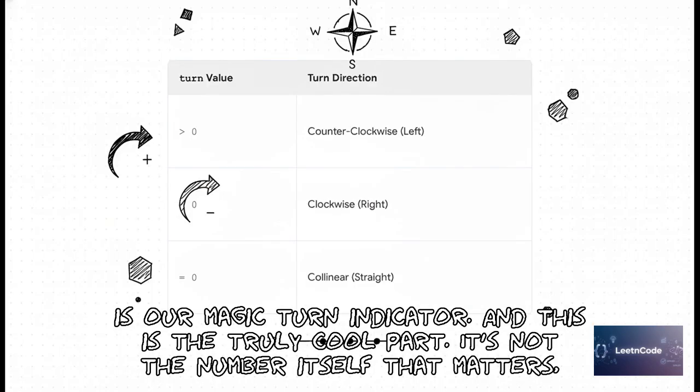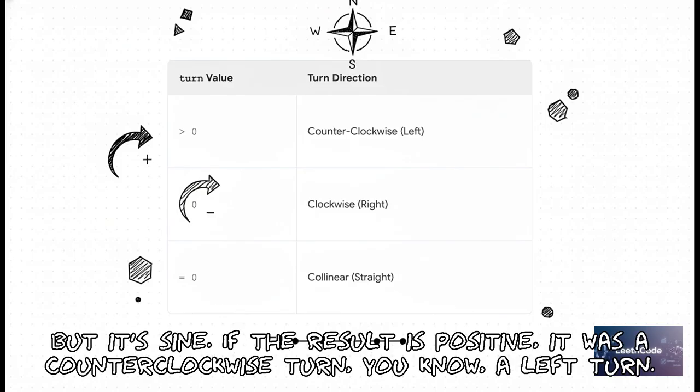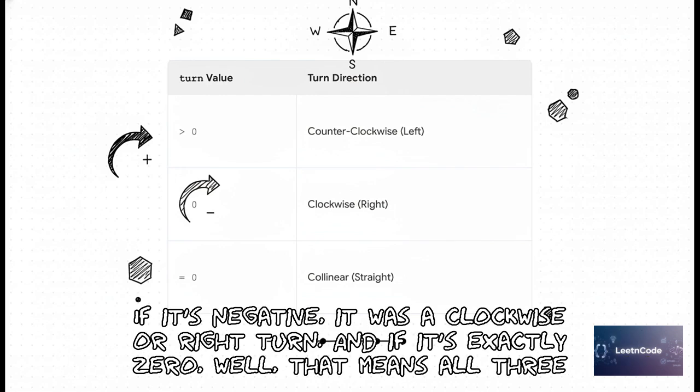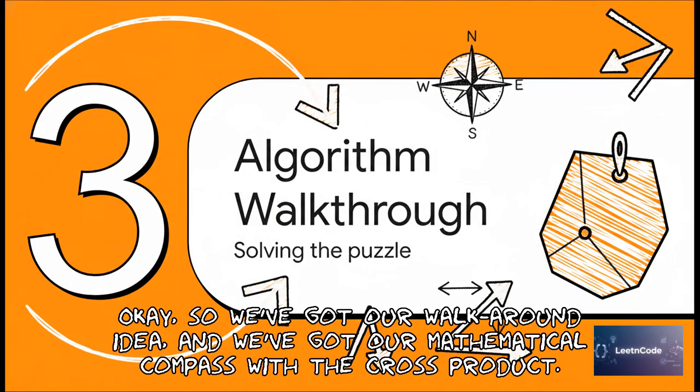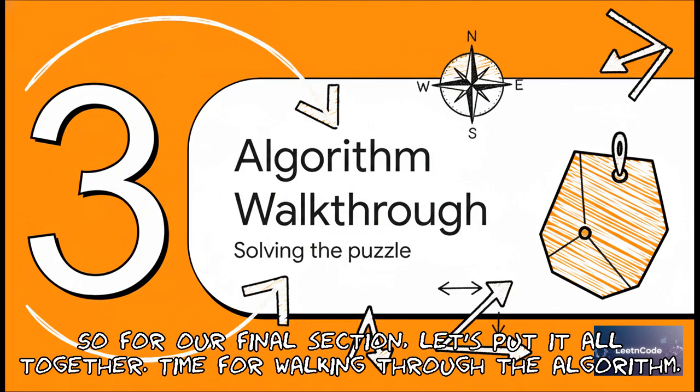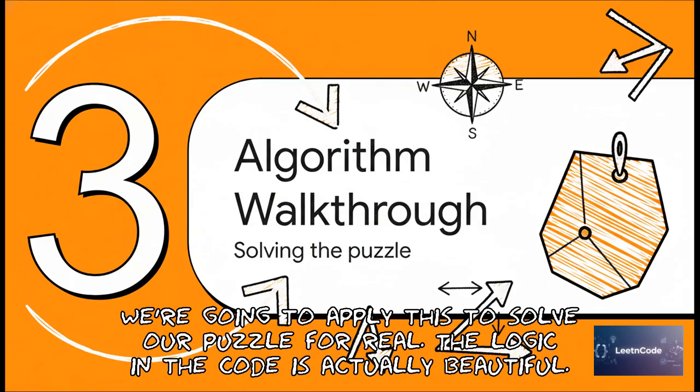And this is the truly cool part. It's not the number itself that matters, but its sign. If the result is positive, it was a counterclockwise turn, a left turn. If it's negative, it was a clockwise or right turn. And if it's exactly 0, well, that means all 3 points are in a perfectly straight line. It's like a mathematical compass for our algorithm. Okay, so we've got our walk-around idea, and we've got our mathematical compass with the cross product. So for our final section, let's put it all together. Time for walking through the algorithm. We're going to apply this to solve our puzzle for real.